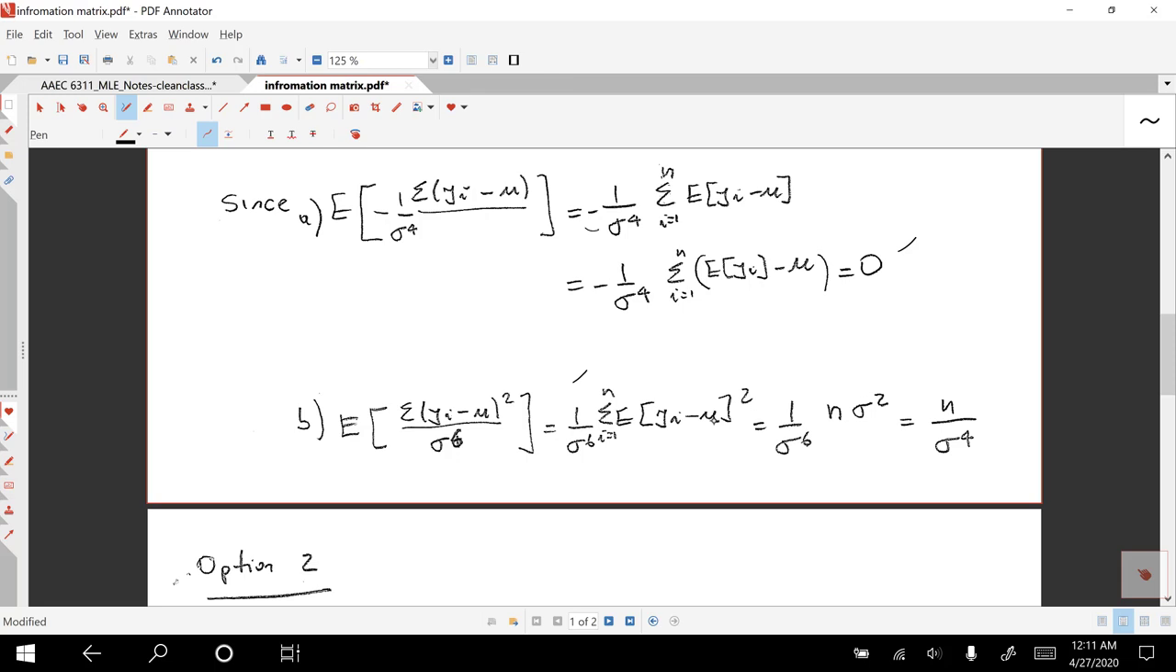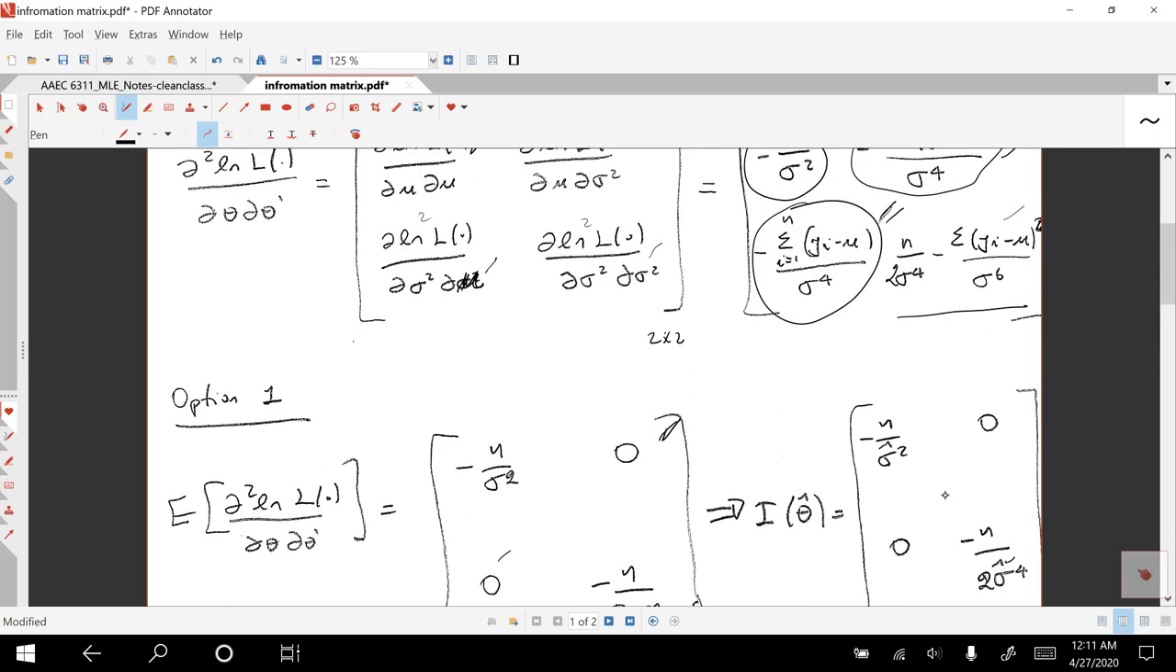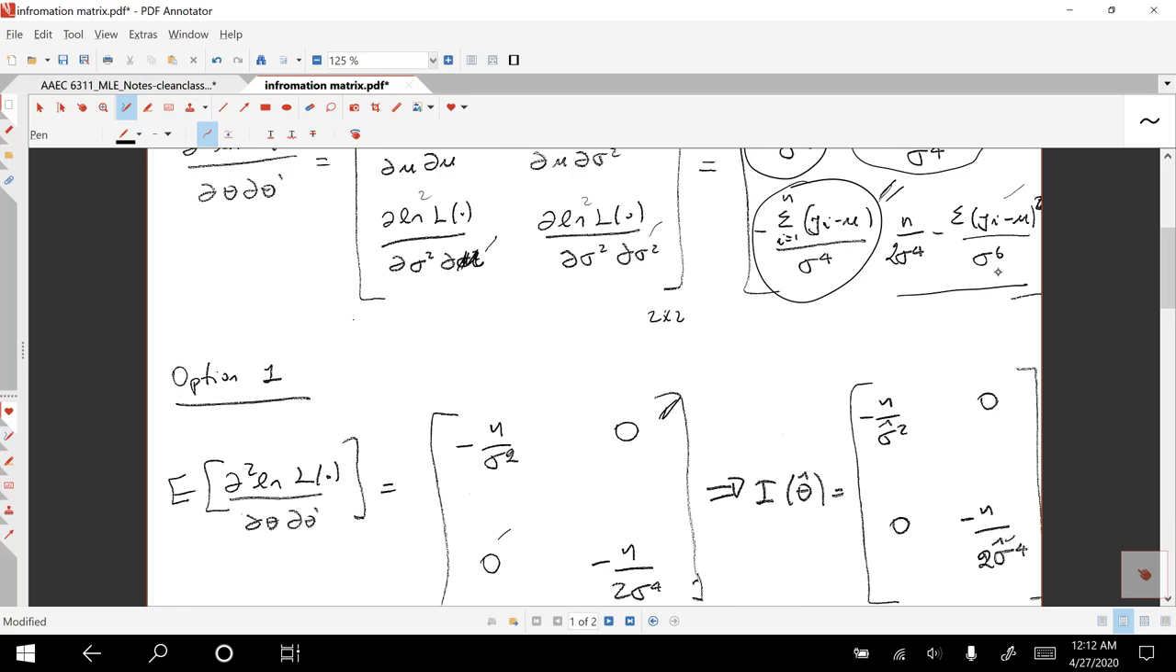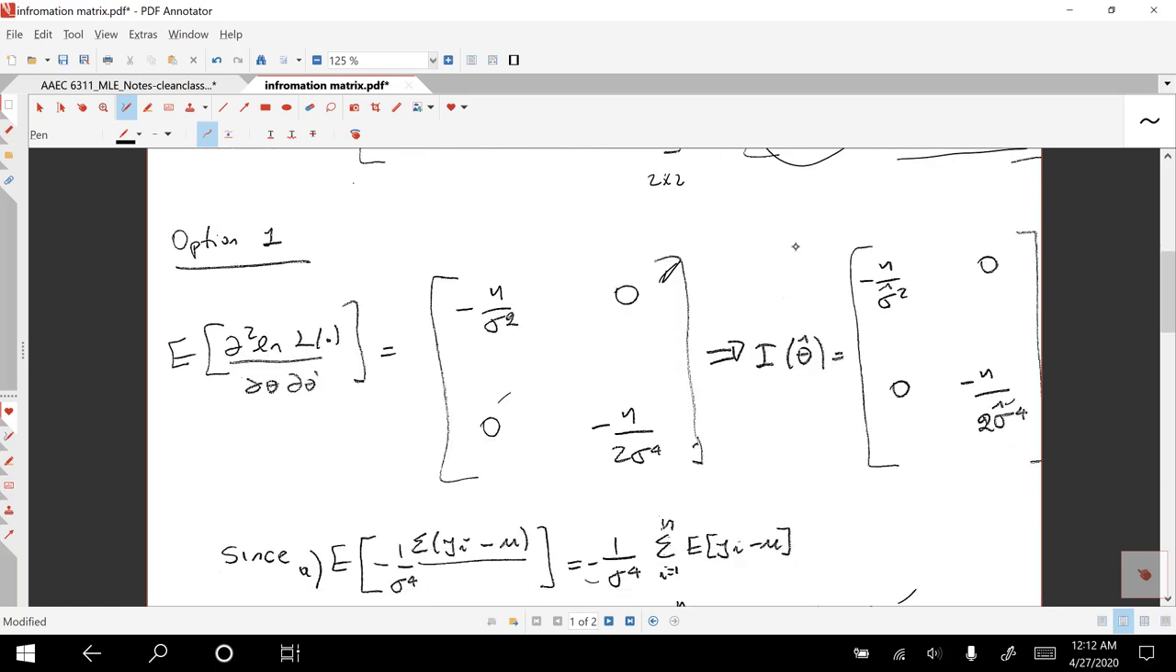Remember that the expected value of (yi minus mu) squared is just sigma squared, because that happens to be the variance. We have n of these sums, since it's the same for each yi, so we have 1 over sigma to the 6 times n sigma squared, which gives us n over sigma to the 4. Here on the top we had 2 over 2 minus 1 half, which gives us minus n over 2 sigma squared. Okay, so that's the expected value.